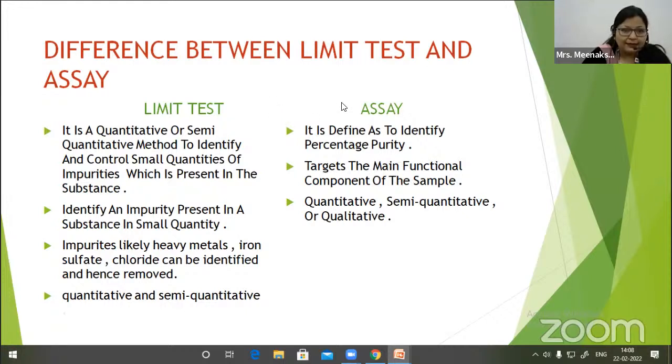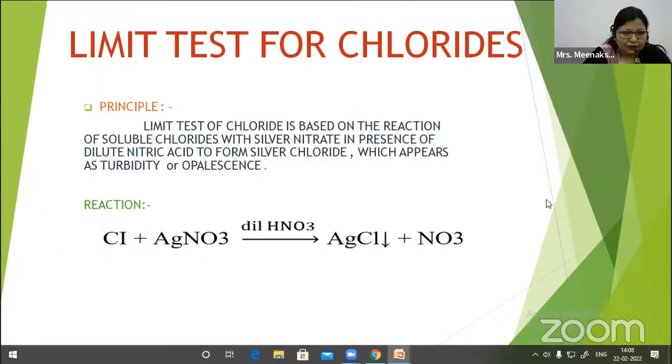So limit test and ASSAYs are like this: in the limit test, we determine how much amount of the impurities might be present in the sample, and ASSAY is how pure the substance is. So this slide shows the comparison method. Now let us come on to understanding what we actually do while we perform the limit test.